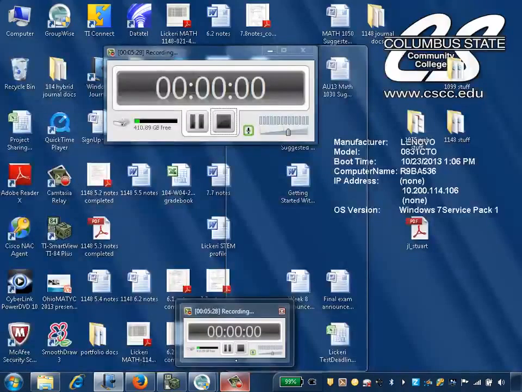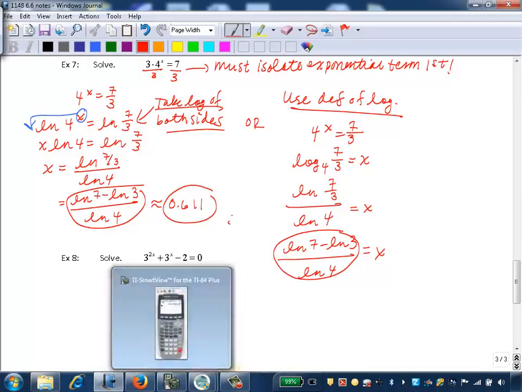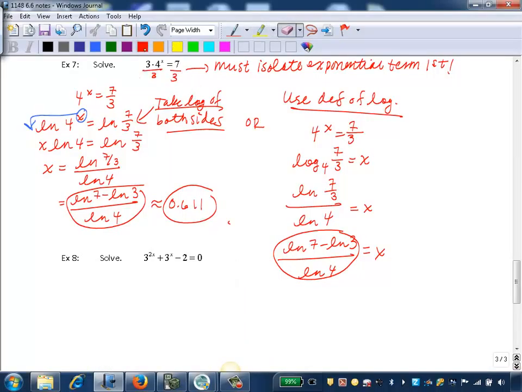But the most important thing to remember from this type of equation is when there's a constant being multiplied by that base, remember it's not 3 times 4 is 12, that exponent only applies to the 4, so we've got to remove that 3 before we can proceed to use logs and solve.